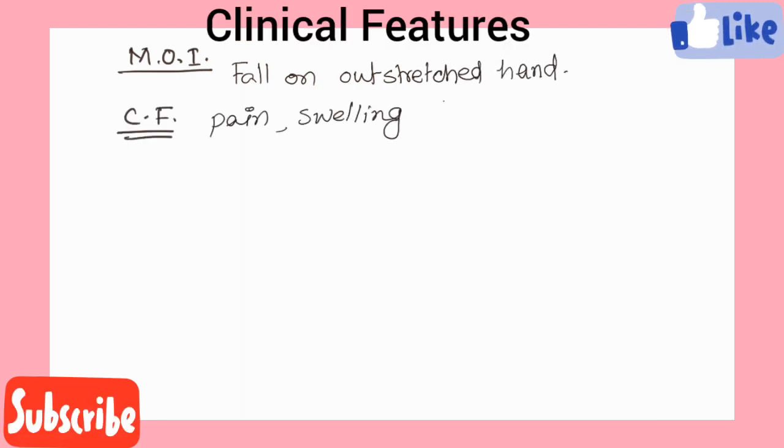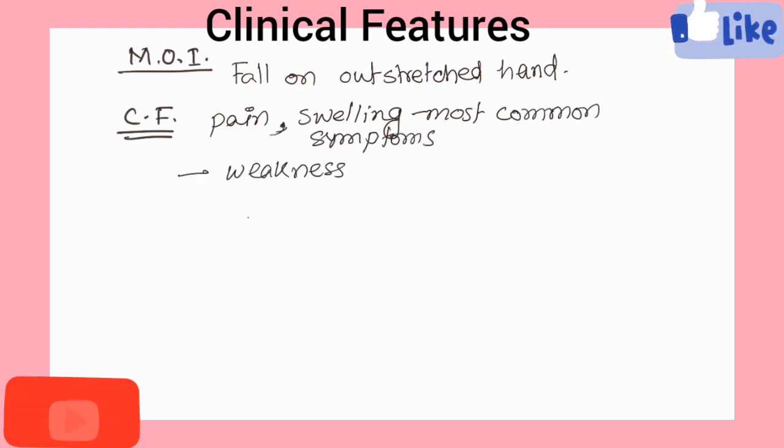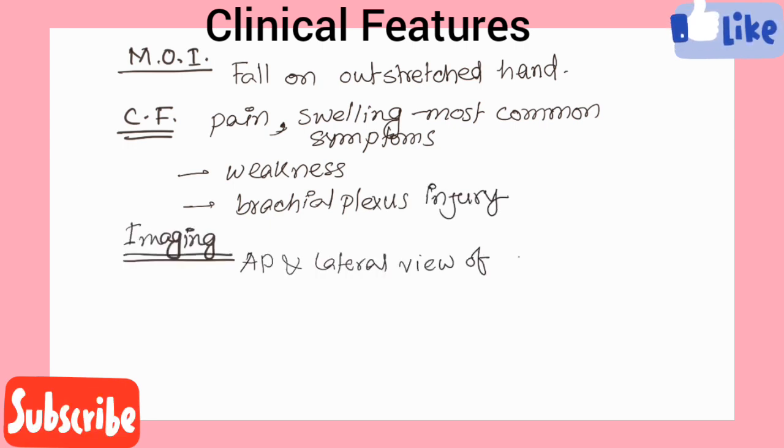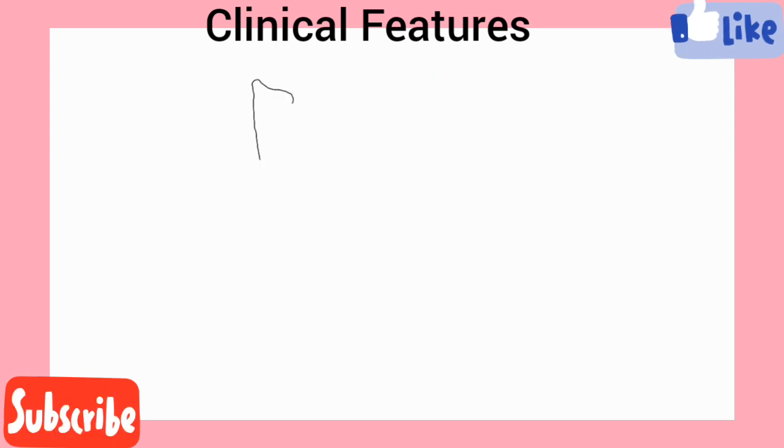Clinical features of the fracture: pain and swelling are the most common symptoms, and also weakness and brachial plexus injury. Imaging studies: anteroposterior and lateral views of the shoulder joint.